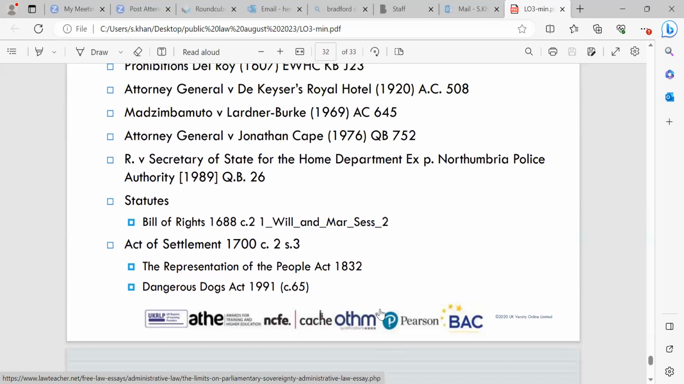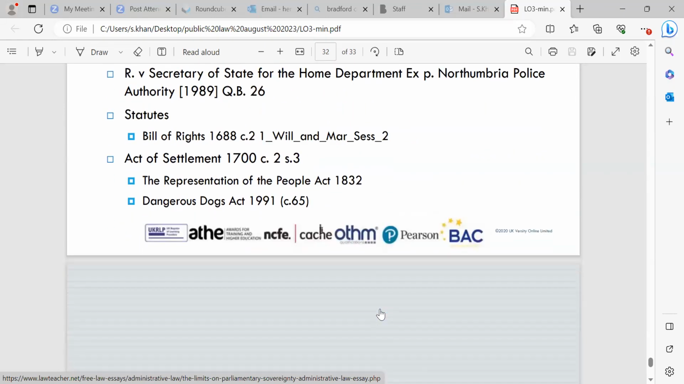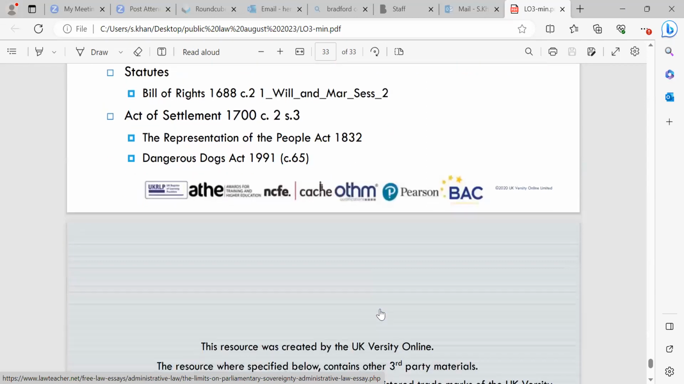So we've looked at these sources. These additional sources are available for you on Moodle. Please go on to Moodle for additional sources. And we've finished the session today. The next session we'll be learning outcome 4, which is looking at the legislature and UK government.